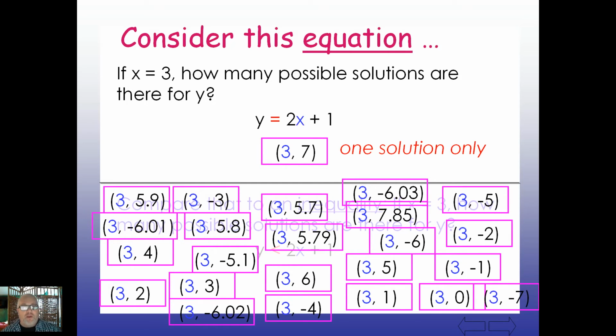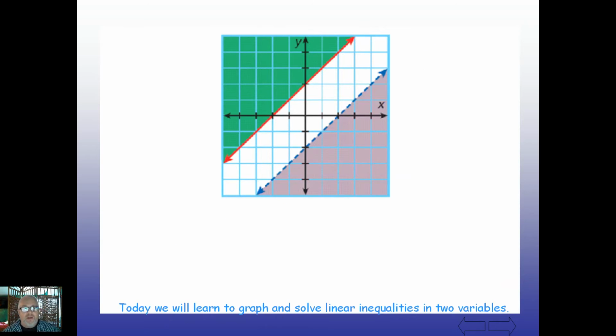This is the power of inequality, is it gives us way beyond one solution. It gives us infinitely many solutions. All right. Now, of course, it's going to be very impractical to list all these solutions. So when we're dealing with graphs, it's much easier than that. Take a look at the following graph.